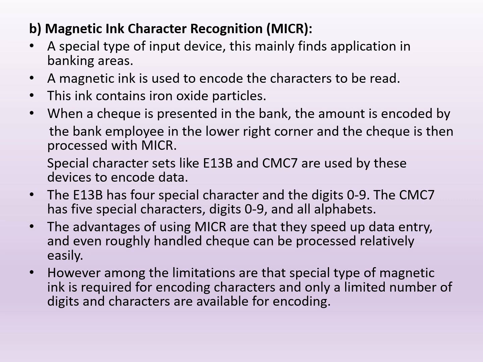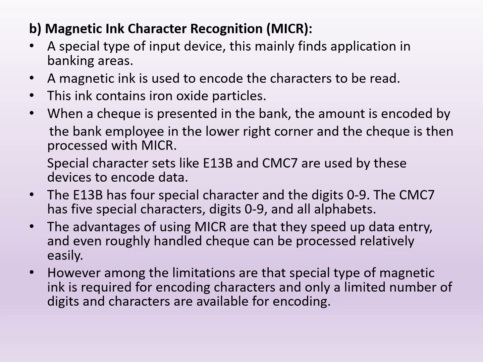Special character sets like E13B and CMC7 are used by these devices to encode data. The E13B has 4 special characters and the digits 0 to 9. The CMC7 has 5 special characters, digits 0 to 9 and all alphabets.